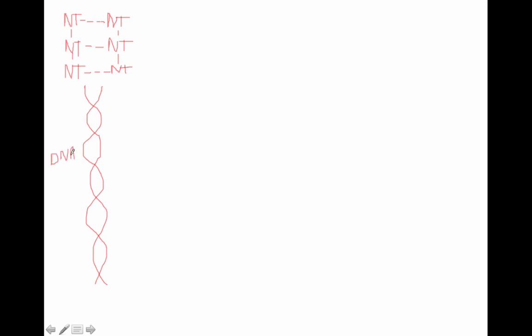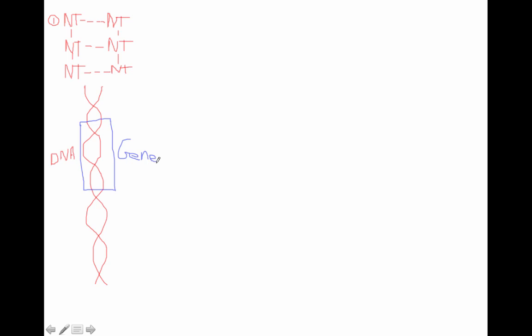So the smallest form is going to be the nucleotide. And then as those nucleotides are put together, they form DNA. This DNA is now organized into genes. So let's block off a segment of this DNA, and let's call this the gene.